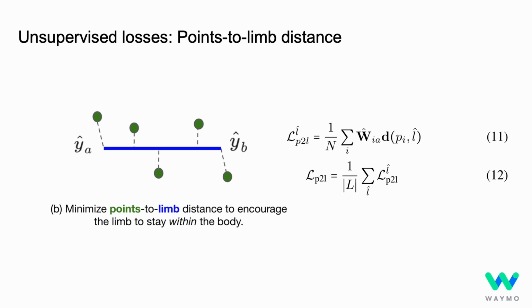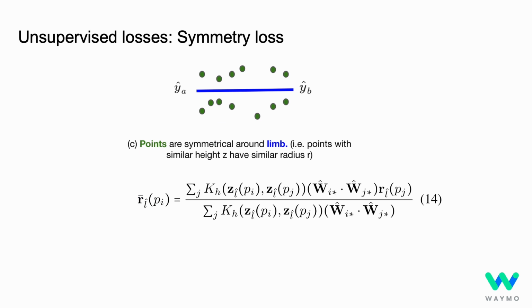Second, we use points to limb loss, which ensures that all lidar points are close to the predicted corresponding limbs, taking into account that lidar points cover only one side of the body, which is closer to the vehicle. So if it is used alone, this loss will force the model to simply snap a line segment somewhere near the visible surface of the body part. Therefore, we propose another loss to counteract, symmetry loss.